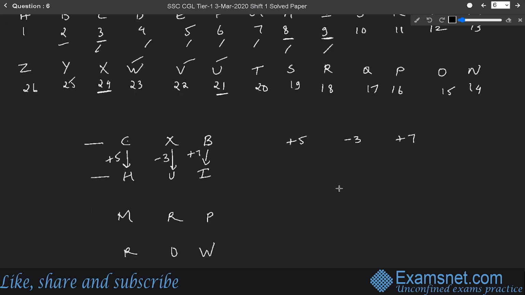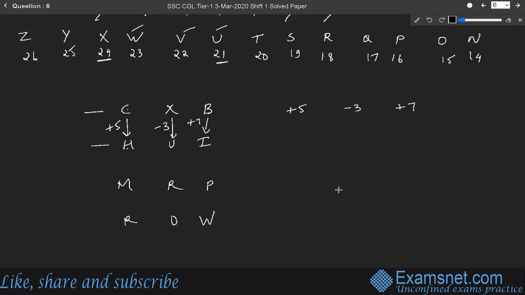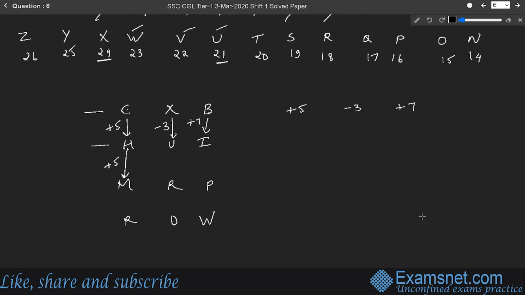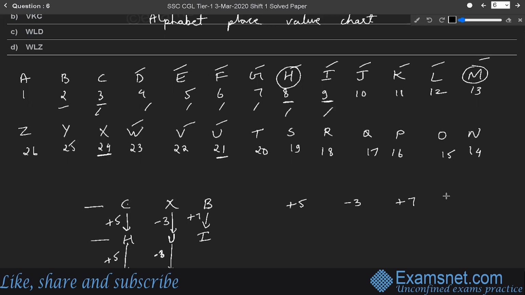So let us check it for the next part also. H and M. So H plus 5 should give M. So let us see from the table. H is present here and M is present here. 1, 2, 3, 4 and 5. So H plus 5 gives M. Similarly, the second alphabet is U and R. So from U to R, there should be minus 3. Means U minus 3 should give R. So let us see it. U is present here and R is present here. So U minus 3, 1, 2, 3 gives R.